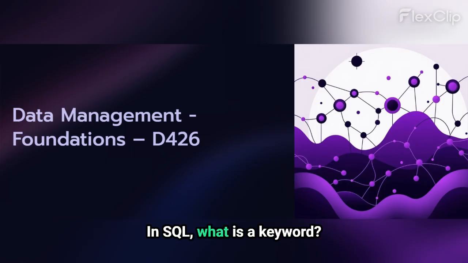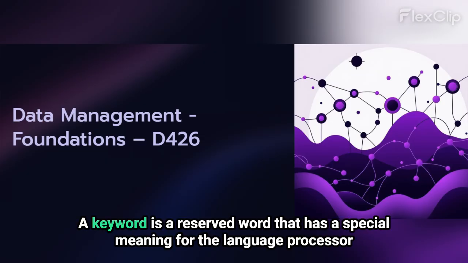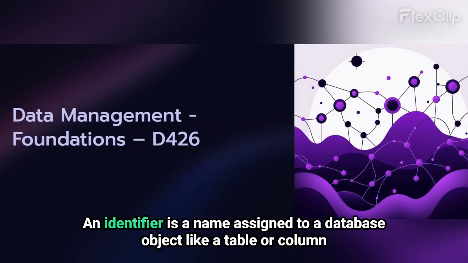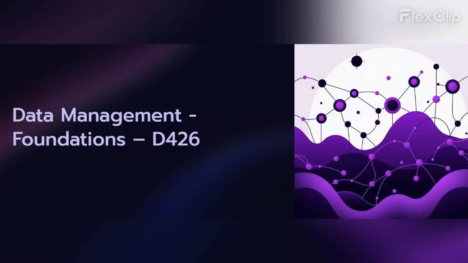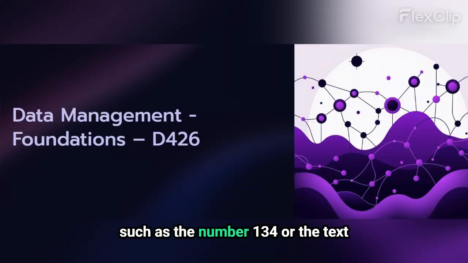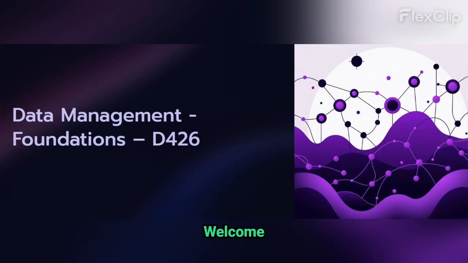In SQL, what is a keyword? A keyword is a reserved word that has a special meaning for the language processor, such as select, from, or where. In SQL, what is an identifier? An identifier is a name assigned to a database object like a table or column, such as customer orders. In SQL, what is a literal? A literal is an explicit value, such as the number 134 or the text, welcome.